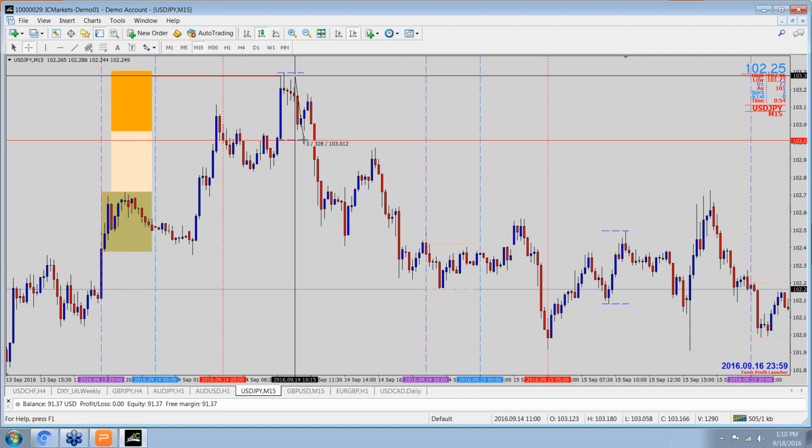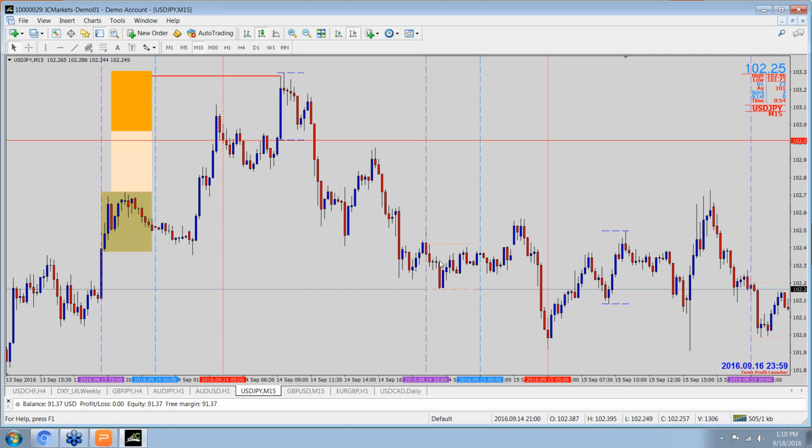You can close it out at the end of London kill zone, so you'd be getting about 26 pips, or you can wait until the majority share, the lion's share of the move, when the daily candle closes at 20 GMT. That's 91 pips.